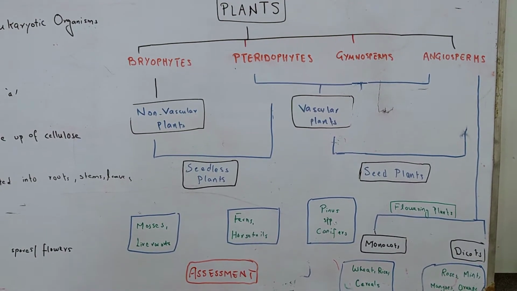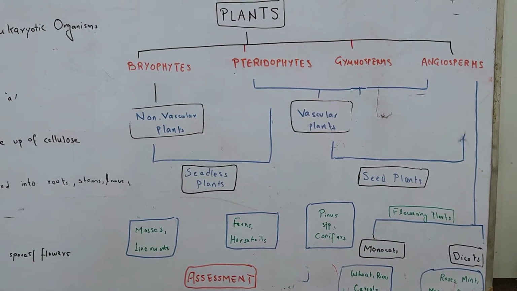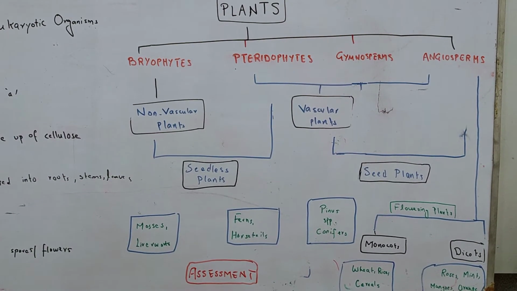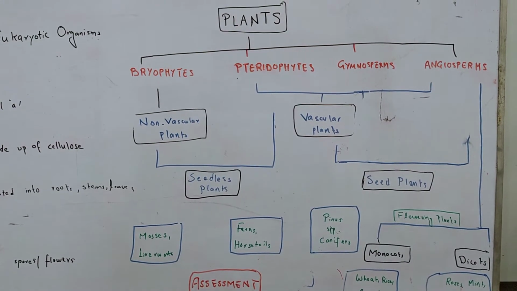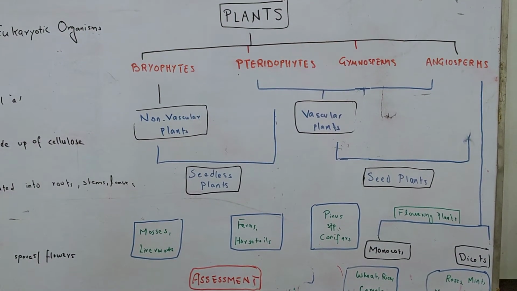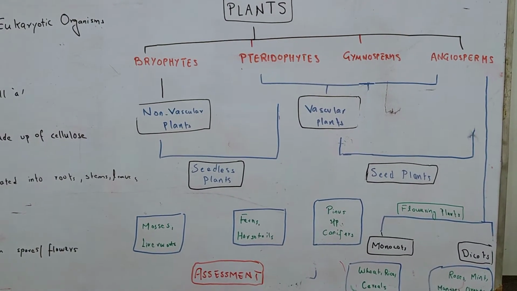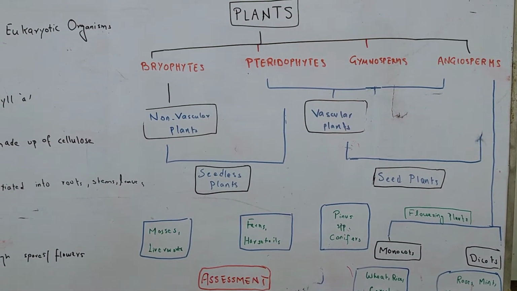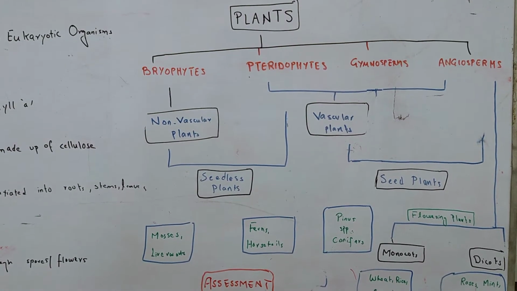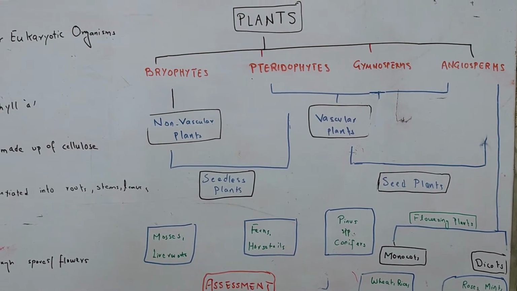So, if bryophytes are without xylem and phloem, it means that they must have some other mechanisms through which they can transfer water and food throughout their plant body. So, that's why bryophytes are small plants and only diffusion can help in the transport of water and food molecules.